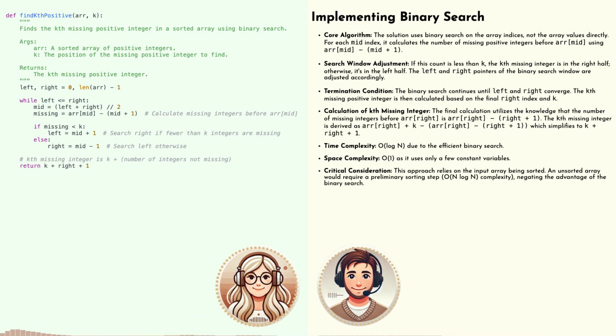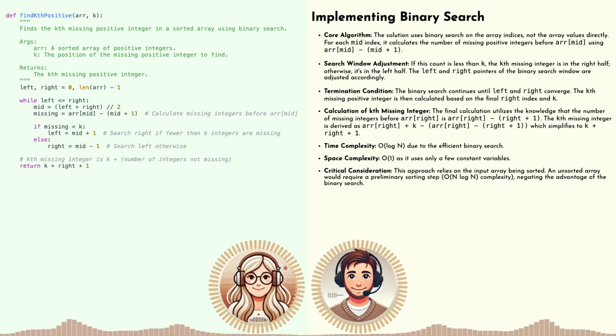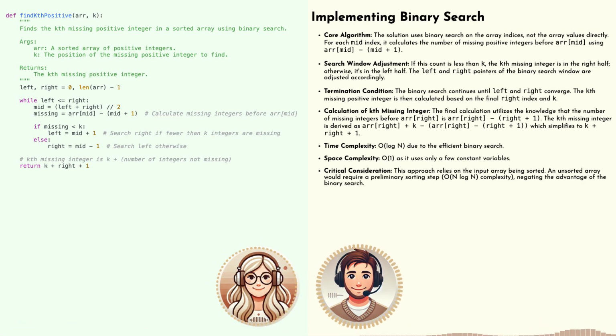Exactly. So we're using the difference between the element's value and where it should be in the sequence to figure out how many are missing before it. That's pretty clever. So once we know how many integers are missing before the middle element, what do we do with that information? We compare that count to our target k value. In our example, k is 5, and we've only encountered one missing number so far. Which means we need to keep searching.